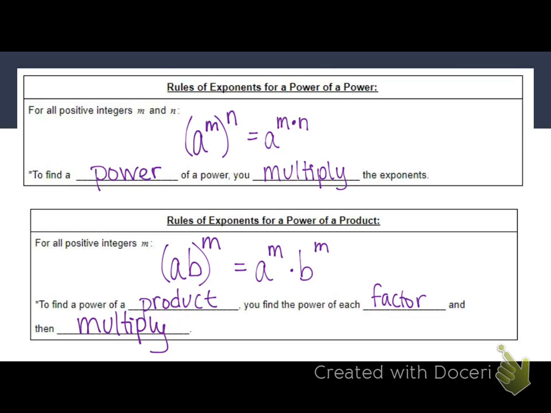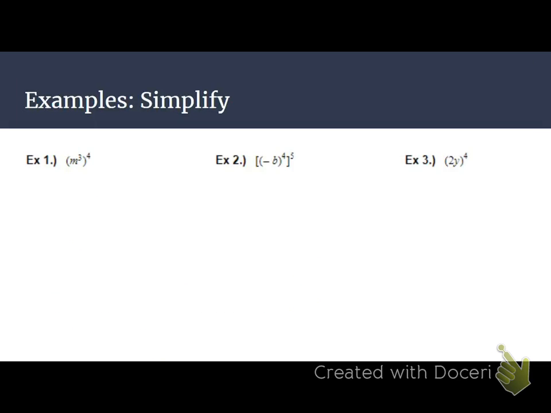Anybody need more time on this slide? All right, then we just need to start practicing using these rules. On example 1, we have m cubed in parentheses to the 4th power. So this is an example of a power raised to another power. You have an exponent with another exponent outside. So we multiply the exponents, we get m to the 12th power.